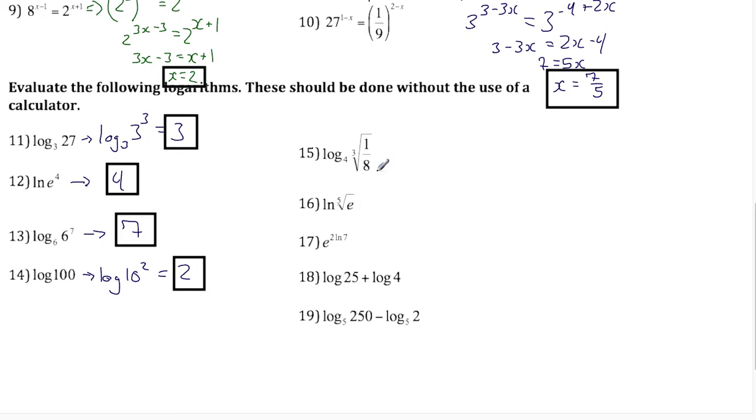Here they start to get a little bit tricky. So we see that the log has a base of 4. So we want to rewrite this as a base of 4. But here we have a third root of 1/8. So we can actually take the third root of that. We can say that this is log base 4 of 1/2, which is 2 to the negative first power.